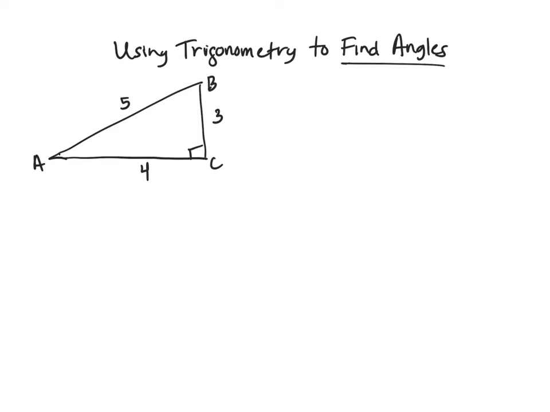Trigonometry can be used to find angles. The important thing to remember here is that when you're looking for an angle, you use the inverse function. So this goes back to, remember, SOHCAHTOA. Sine is opposite over hypotenuse, cosine is adjacent over hypotenuse, and tangent is opposite over adjacent. The difference here is that you're looking for an angle. That means you use the inverse function.